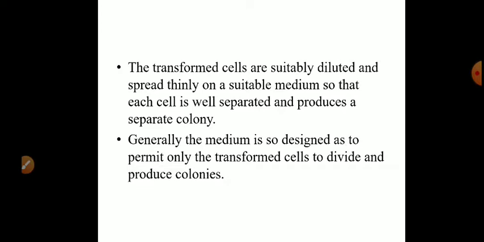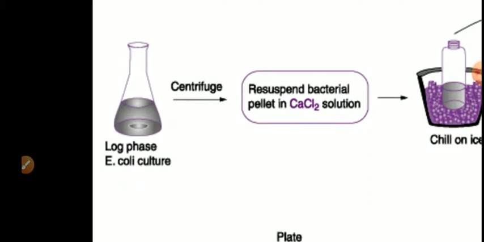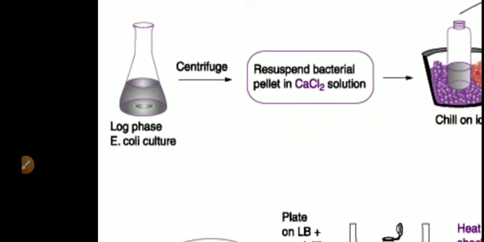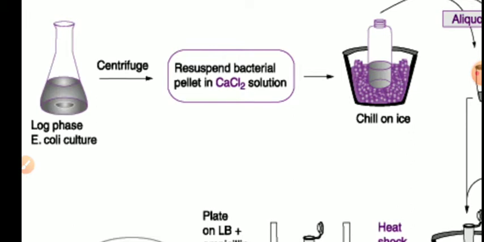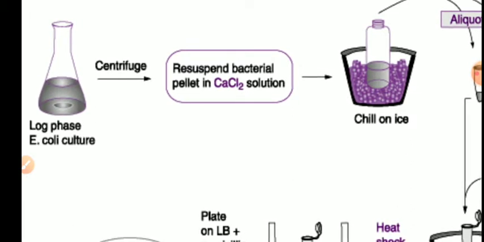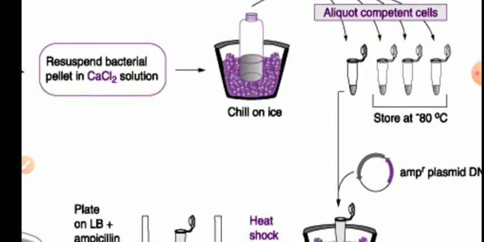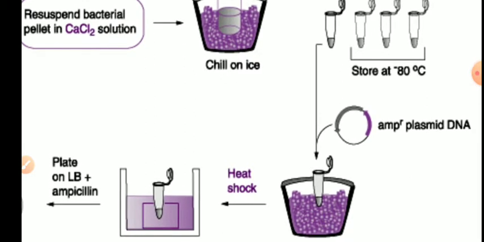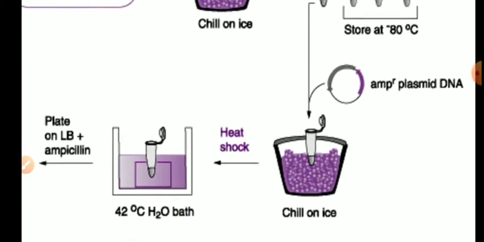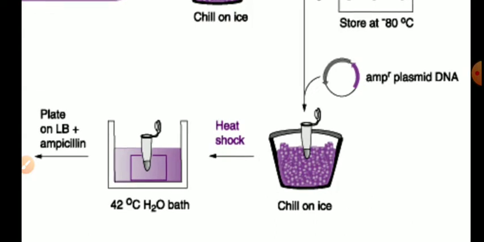Okay. Now let us look at this diagram. So you have E. coli culture in log phase. You centrifuge the cells, that means you separate the cells. You require 10 raised to 8 to 10 raised to 10 cells per ml. And then the cells are resuspended in calcium chloride solution, 50 millimolar, and kept in ice. Okay. And then they are incubated at 37 degrees, of course. Once you have chilled it on ice, then you have to mix with recombinant vector.